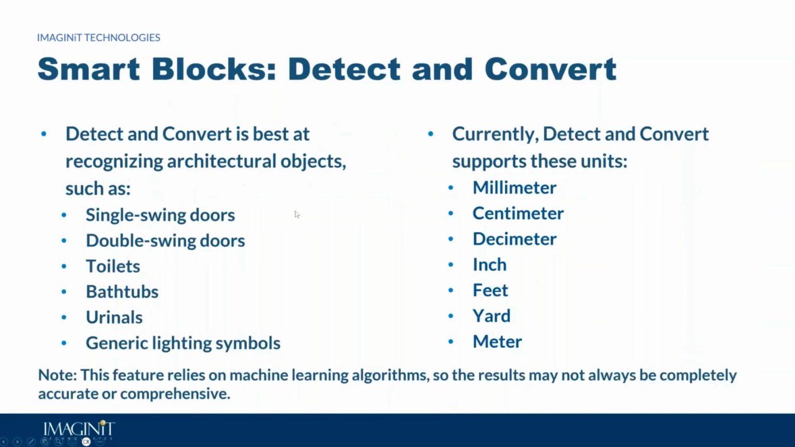Detect and convert is best at recognizing architectural type objects such as doors, toilets, bathtubs, urinals, generic lighting symbols. And it does support millimeters, centimeters, decimeters, inch, feet, yard, and meters. And note, this feature relies on machine learning algorithms, so the results may not always be completely accurate or comprehensive. So always keep that in mind. It is getting better, but it's still a tech preview, so keep that in mind.